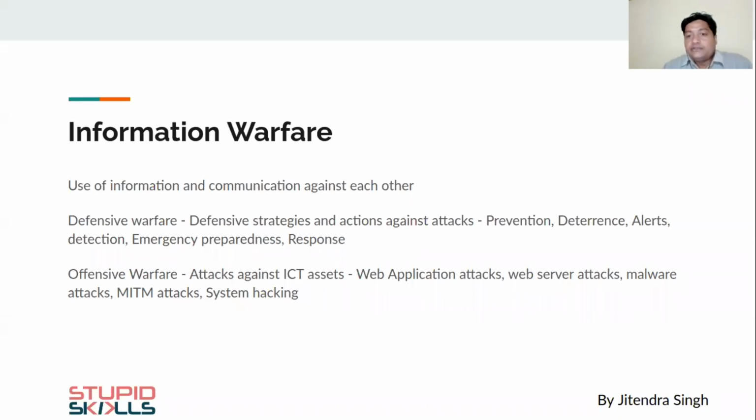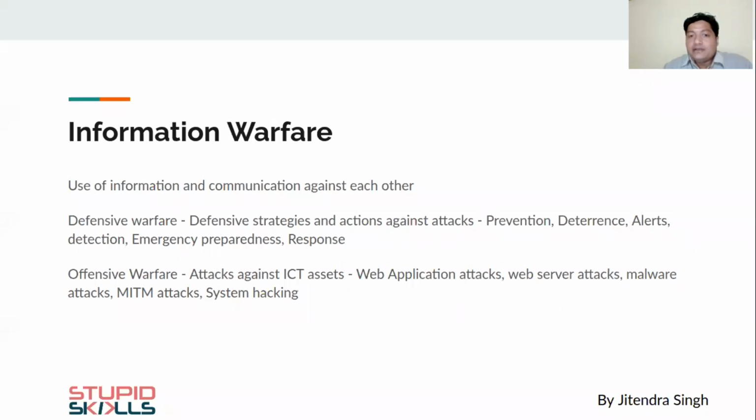So once you become part of some kind of a team, you would see that under defensive warfare, you would make strategies and actions which are more against the attacks. So you would do activities which are related to prevention, deterrence, or incident response management, some kind of preparedness. All of those activities are considered under defensive warfare.